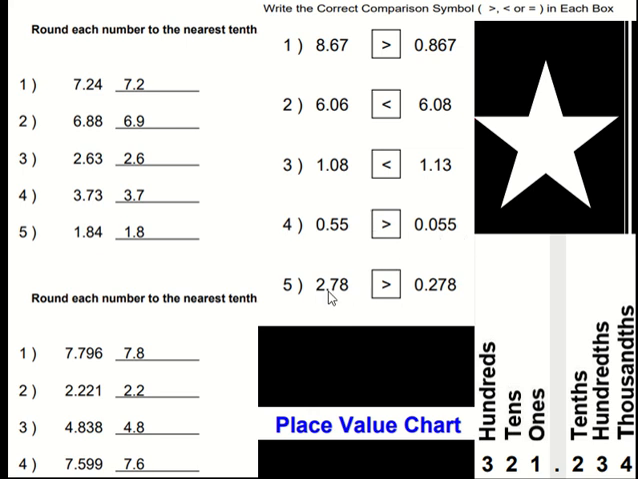Last one, we have 2.78 and 0.278. Let's stick to our place value chart. Let's go back to it as our reference point, and 2 is greater than 0, and so after that you pretty much have already solved the problem, and so you know that 2.78 is greater than 0.278.